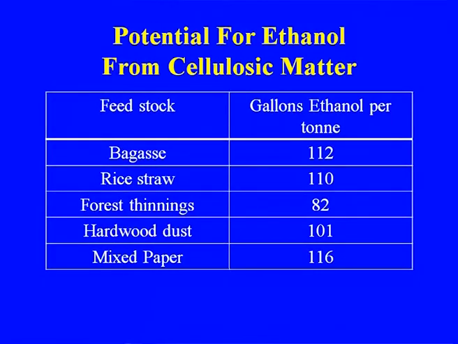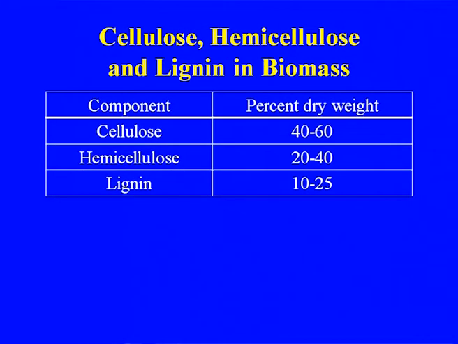This is the ethanol production per ton of dry product from the various sources: bagasse, rice straw, forest thinnings, hardwood dust, and mixed paper. This is the cellulose, hemicellulose, and lignin in the biomass: cellulose 40 to 60%, 20 to 40% hemicellulose, and lignin 10 to 25%.